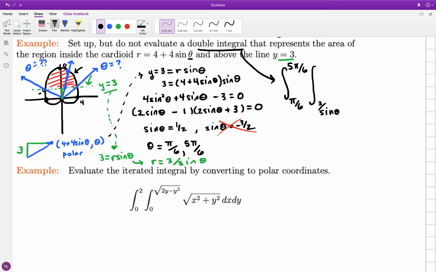That's the lower bound of r, and then of course the ray exits at the cardioid, which is 4 plus 4 sine theta. I'm using this double integral to compute area, so I put 1 in the integrand, and the differential unit is r dr d theta.